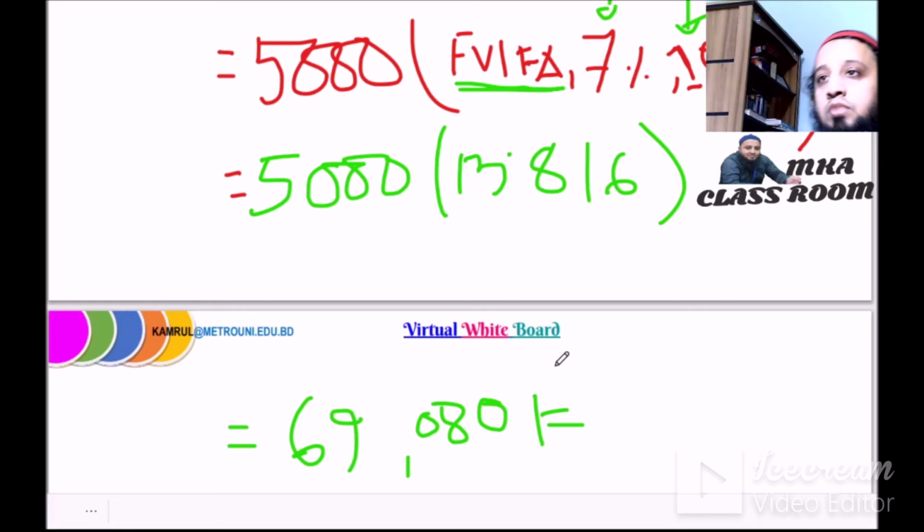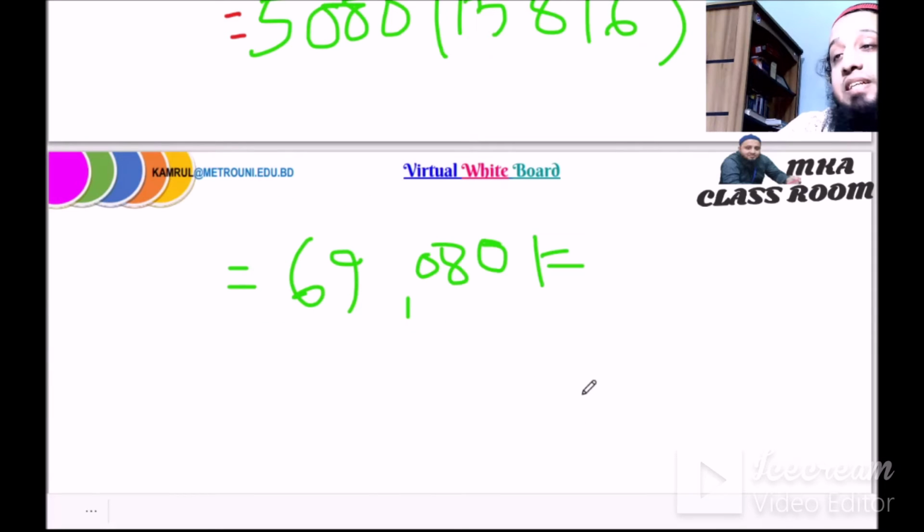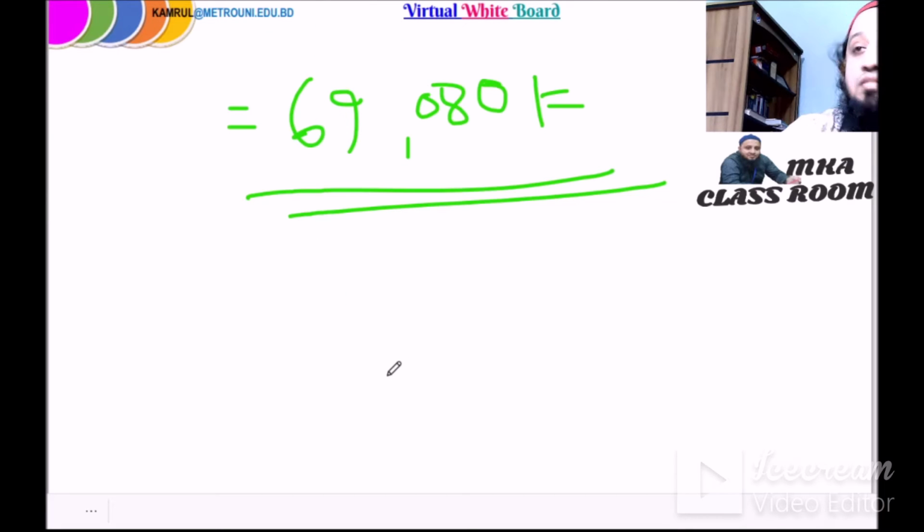So, how much money will we have in 10 years when you start your business? If the first payment starts at the end of year 1, that is an ordinary annuity, then our amount should be 69,080 taka after 10 years at an interest rate of 7%.